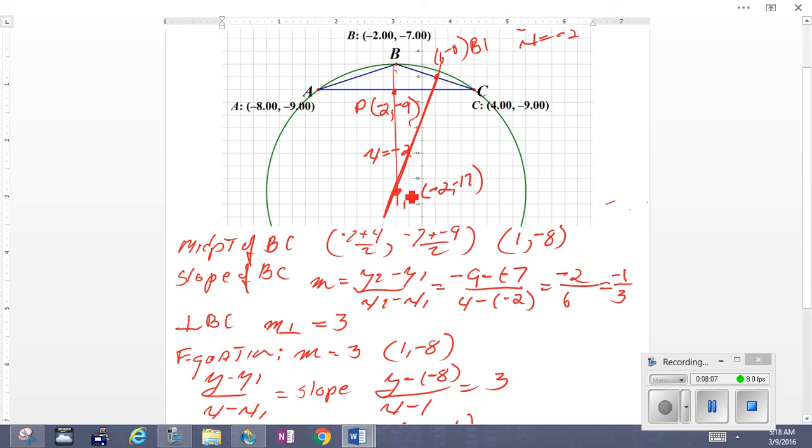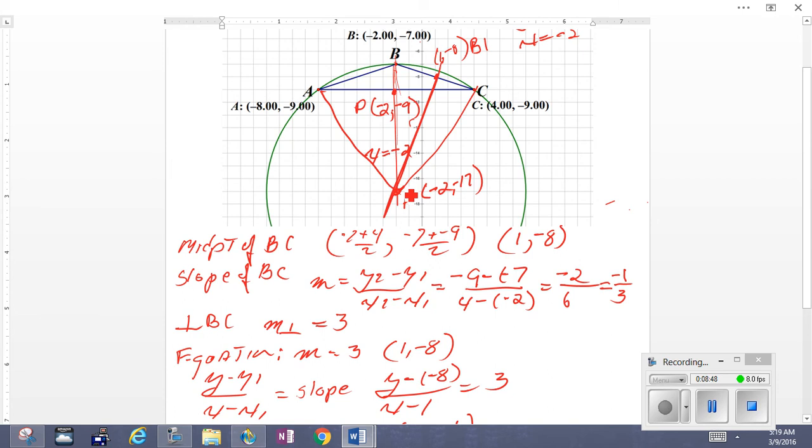So the radius is either from H to C, from H to A, or from H to B. It looks like H to B is going to be the easiest to find because HB is a vertical line. And if we want the distance between two points on a vertical line, we just subtract their y coordinates. -7 minus the -17 is -7 plus 17, which is 10, so our radius is 10.